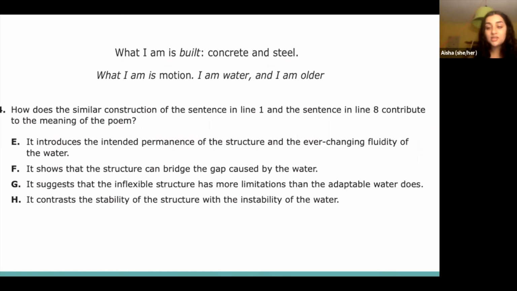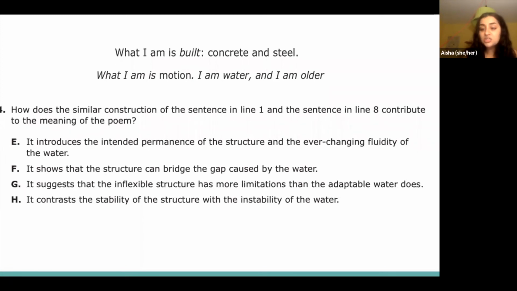Choice G suggests that the contribution of the line is to explain that the inflexible structure has more limitations than the water does. We know this is incorrect because in the first line, the structure doesn't say that it's limited, and in the second line, line 8, it doesn't say that it's better than the other. These 2 lines aren't competing. They're not saying one is better than the other. They're just saying 2 things about the 2 separate subjects or speakers. So we're going to cross off G.